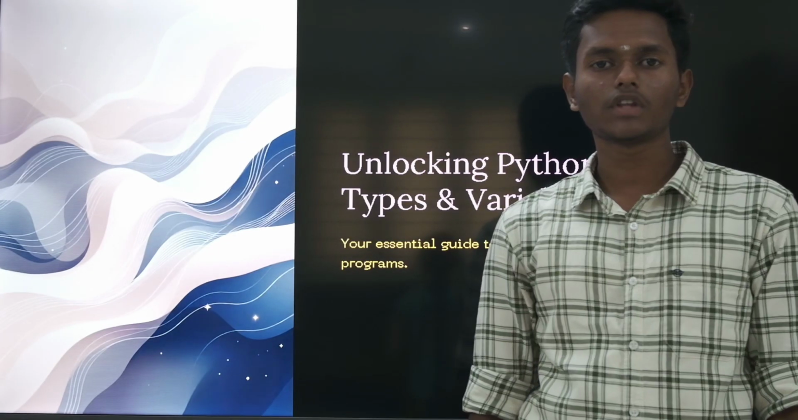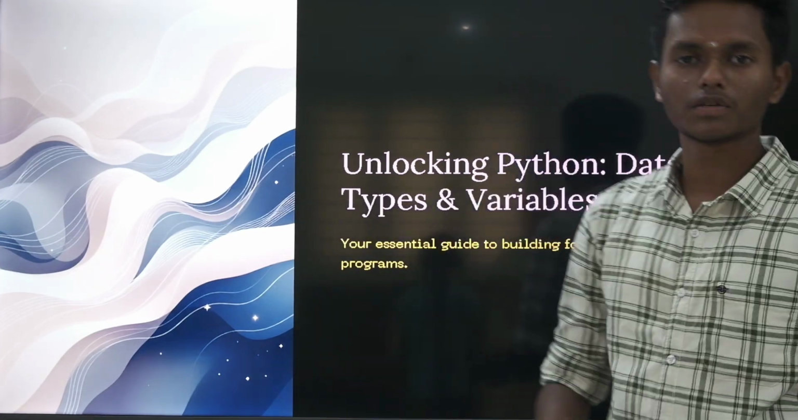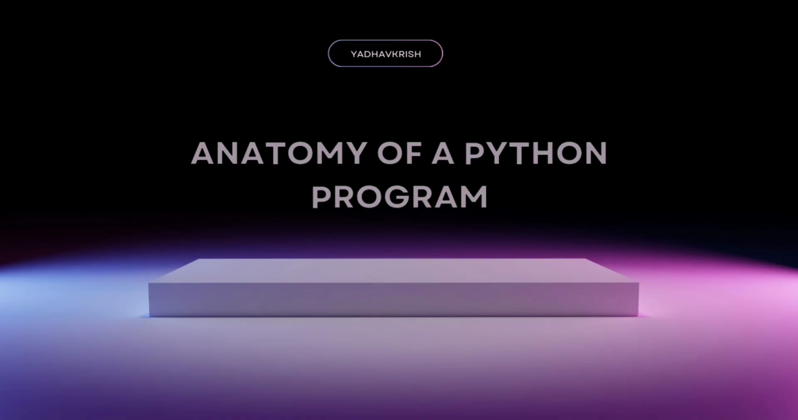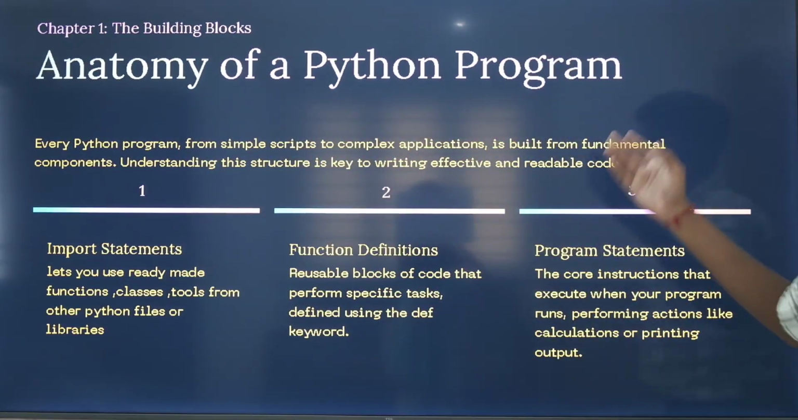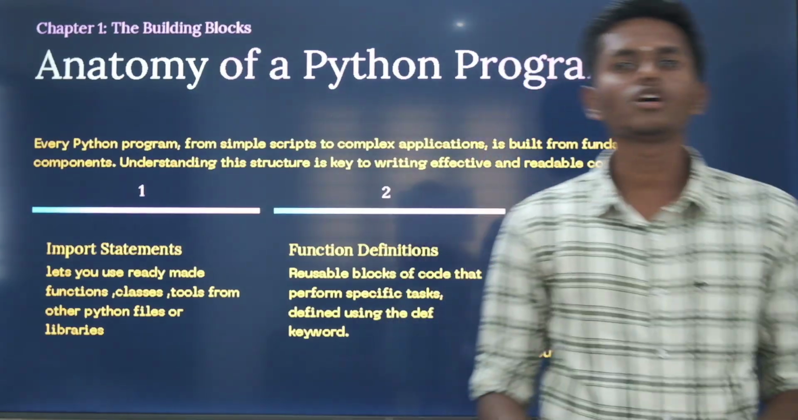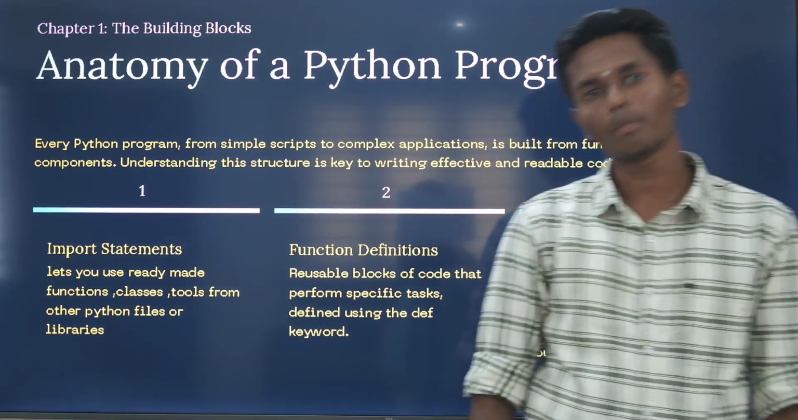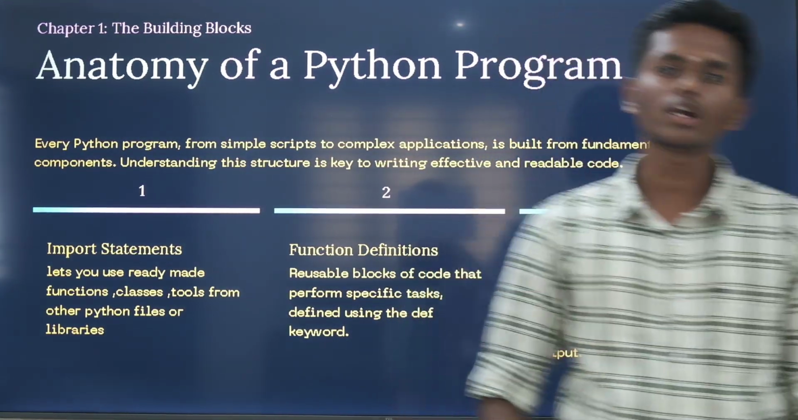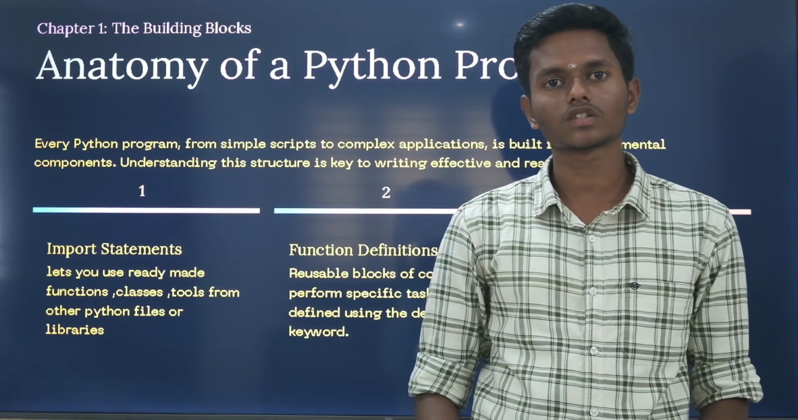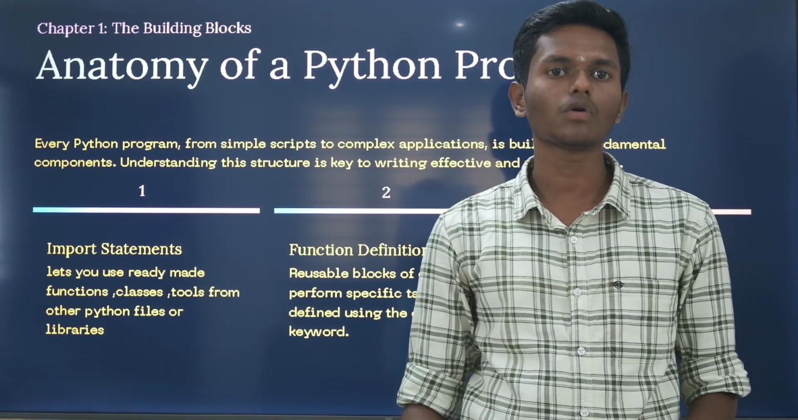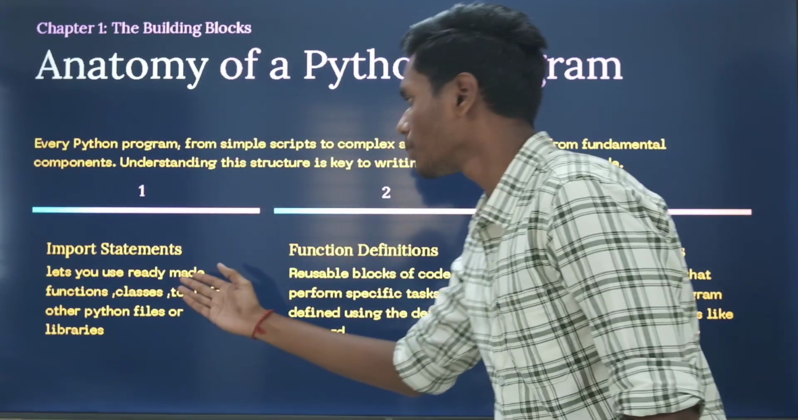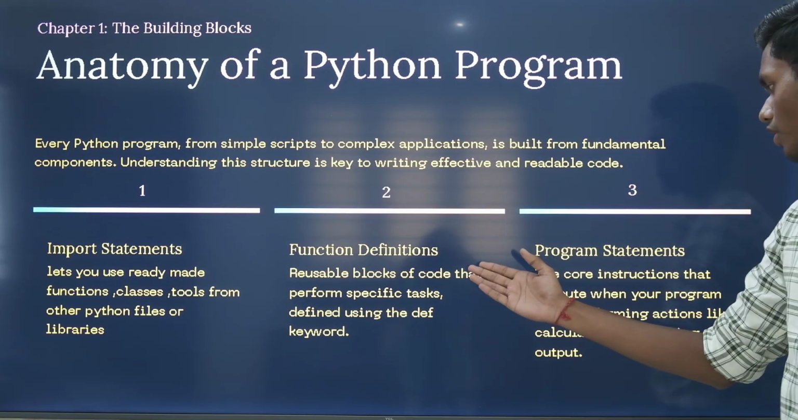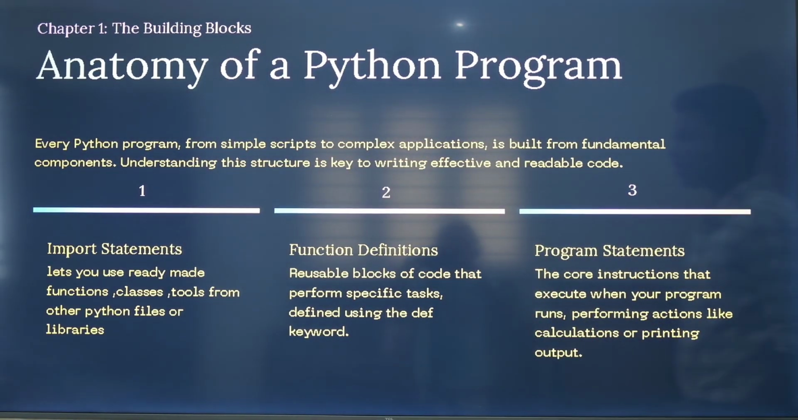So I'm going to tell about the introduction to data types and variables. Next we are going to see about the anatomy of the program. Every Python program, from simple scripts to complex applications, is built from fundamental components. Understanding this structure is the key to writing effective and readable code. First we will see about import statements, then function definitions, then program statements.